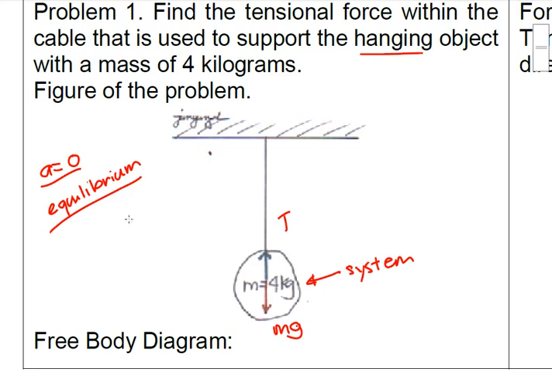You must be able to qualify whether the system is in the state of equilibrium or in a non-equilibrium state. Hanging, not swinging, therefore this is in the state of equilibrium, and the forces acting on the system are basically the tensional force and the weight. What we are going to do is find the tensional force that supports the hanging object in order for the object not to fall downwards.